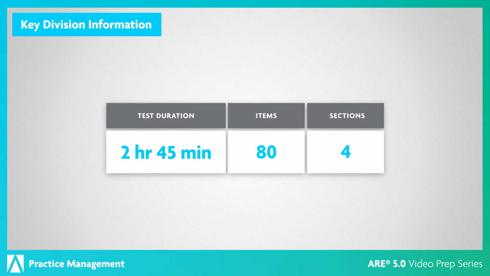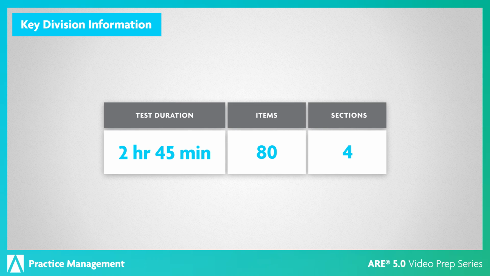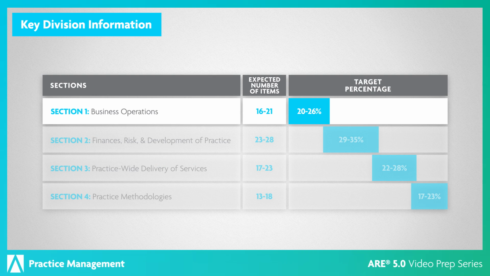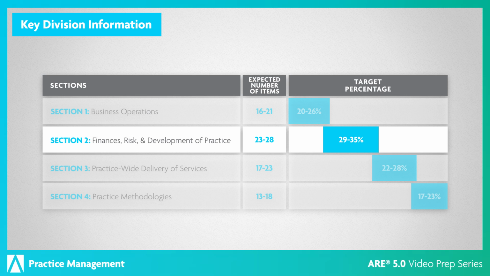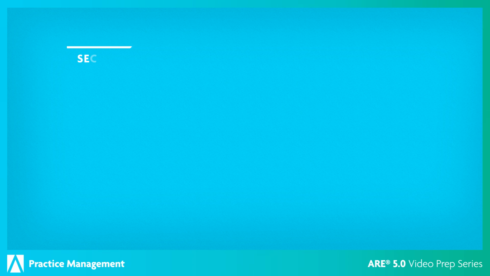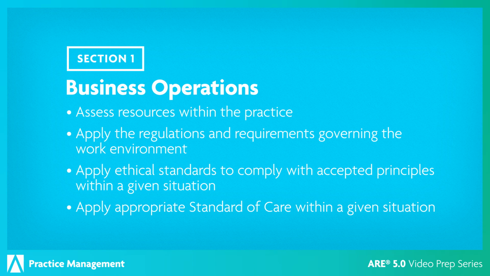You'll have 2 hours and 45 minutes to answer 80 items in this division. The content is distributed between business operations, finances, risk, and development of practice, practice-wide delivery of services, and practice methodologies. In the business operations section, you will need to understand that running a business requires attention to staffing, regulations, insurance, ethics, and the appropriate standard of care.